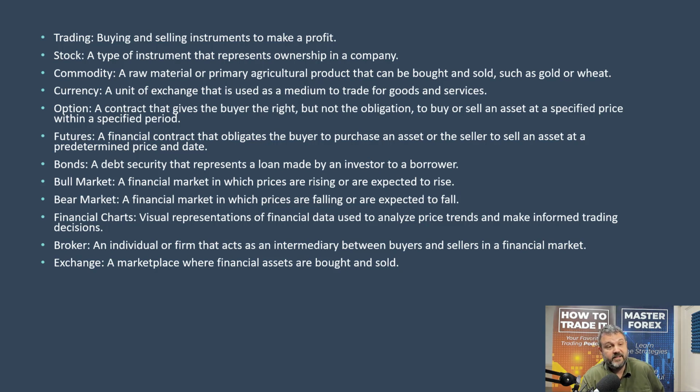An option. The definition of option: a contract that gives the buyer the right, but not the obligation, to buy or sell an asset at a specified price within a specified period. Yes, I get it. That is complicated in definitions. But basically it says, if I own this car and I'm going to sell it to you for $1,000, you now buy the option to buy it at $1,000. But you pay me $10 for that option, so that you can buy the car for $1,000.